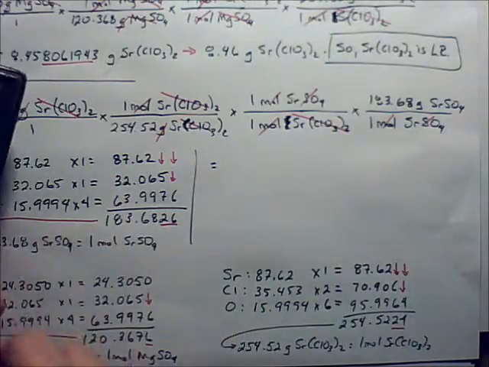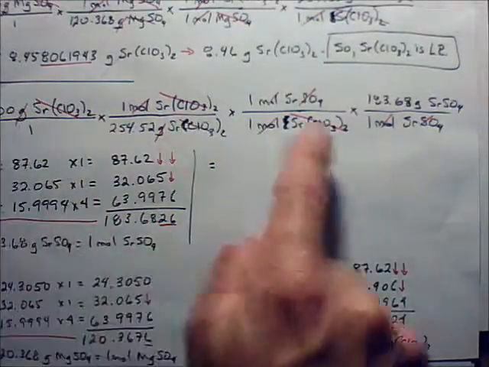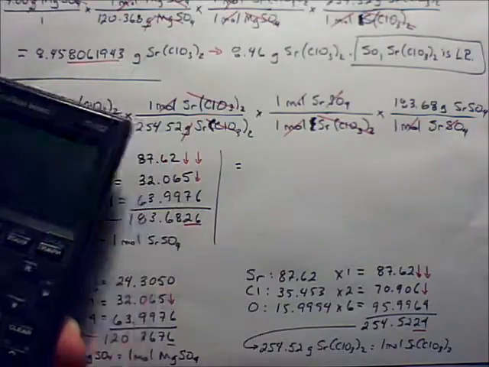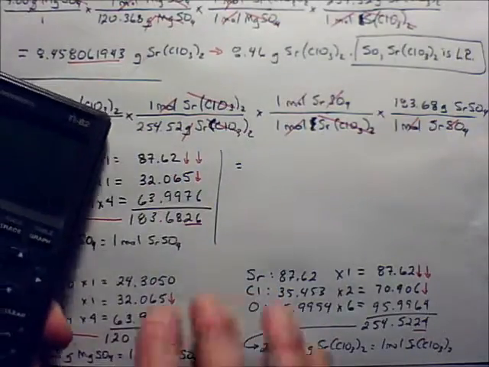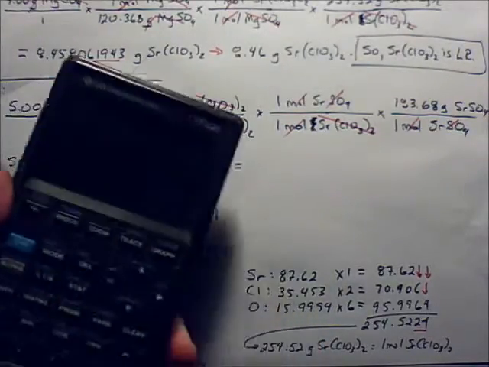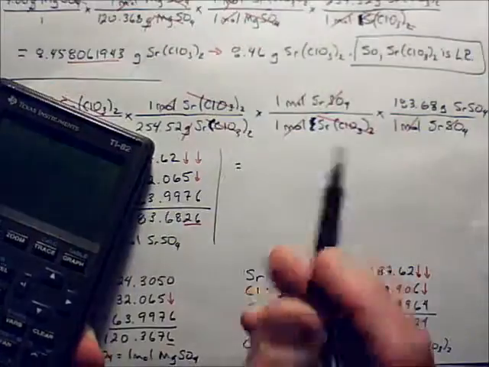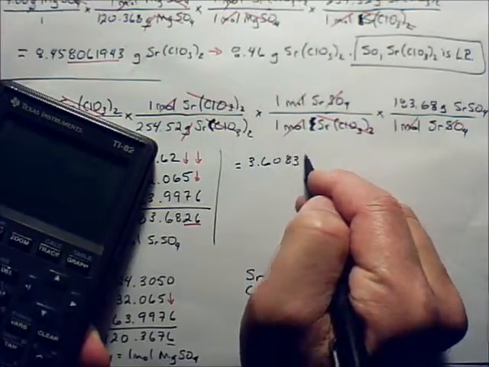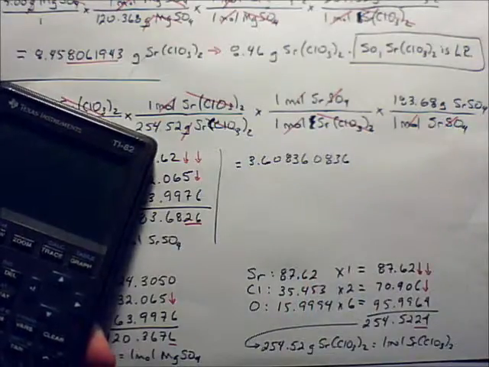As far as this, we're going to multiply everything across the top. Don't have to multiply by 1 because it gives you the same answer if you do. So 5 times 183.68. And then we're going to divide separately by anything on the bottom. Well, in this case, we've only got one thing on the bottom. So we're going to divide by 254.52. And we get this great big long number, 3.60836086. Looks like we got some numbers that are going to repeat.